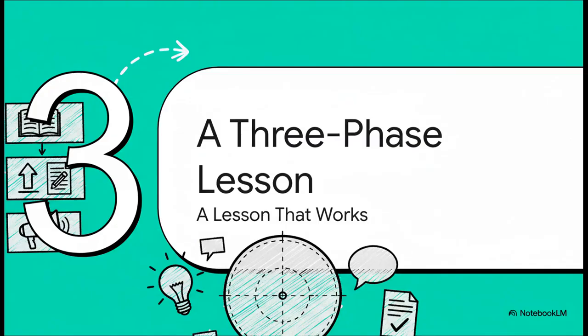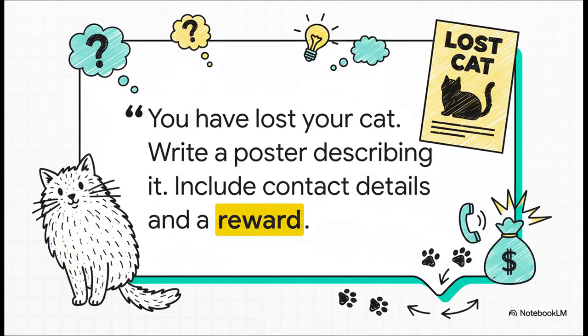So we've got our destination, our can-do statement. Now what? How do we actually build the lesson itself? Well, that leads us to Section 3, the three-phase writing lesson. Think of this as the step-by-step blueprint for putting our plan into action. And to make this really tangible, let's use a simple, real-world example. A lost cat poster.